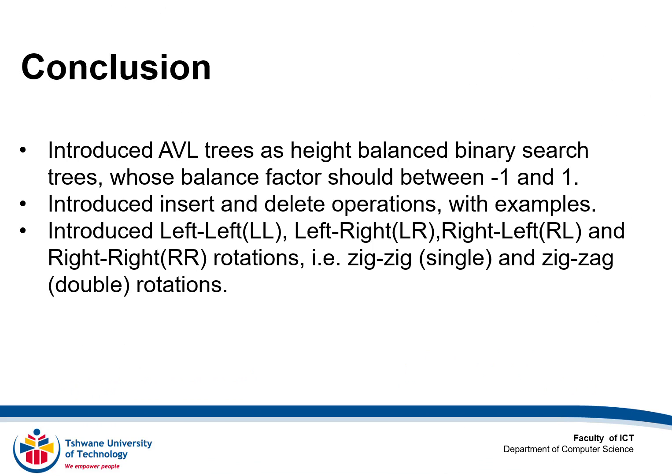Okay, in conclusion, AVL trees are basically height-balanced binary search trees, whose balance vector should be between -1 and 1. We've also introduced in this lecture the operations for insert and deletions through examples to demonstrate how those work. And lastly, you were introduced to the left-left, left-right, right-left, and right-right rotations. Simply put, the single rotations and the zigzag double rotations.